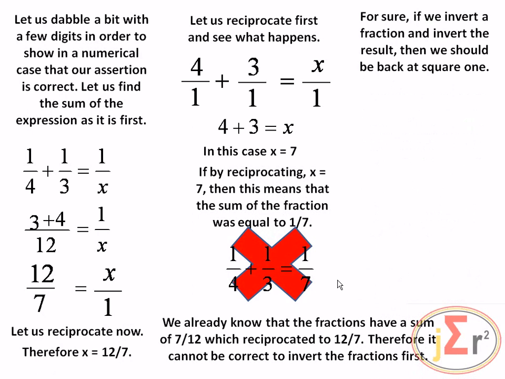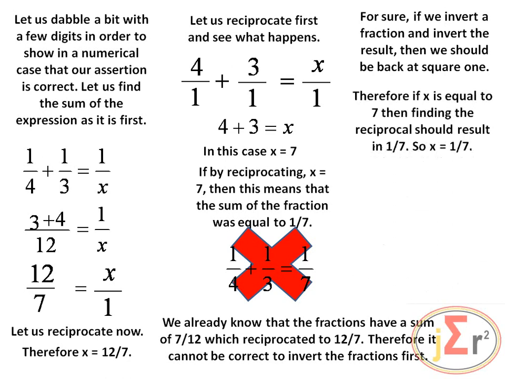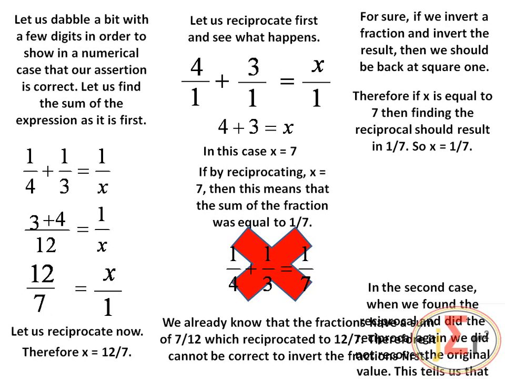For sure, if we invert a fraction and invert the result, then we should be back at square 1. So if we invert a fraction and then invert it again, then we should be at square 1. Therefore, if x is equal to 7, then finding the reciprocal should result in 1 over 7. So x, or the reciprocal of x, is equal to 1 over 7.